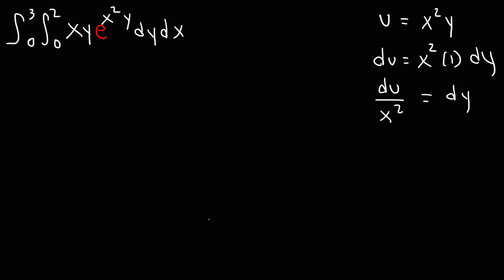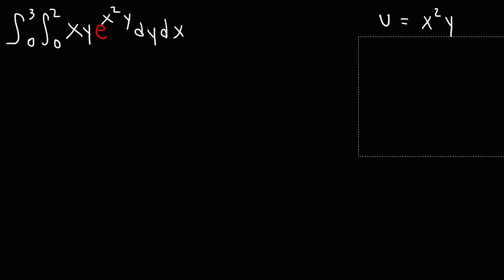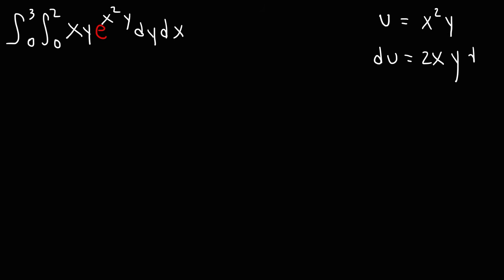So instead, what we want to do is differentiate with respect to x. Notice what will happen. The derivative of x squared is 2x, and then we're going to have dx. y is a constant, so it comes along. So du over 2xy is equal to dx. And so xy will be canceled with part of the 2xy in the denominator. So that's going to work.